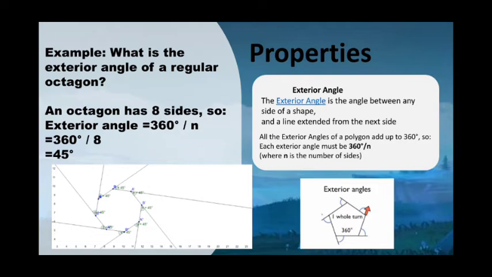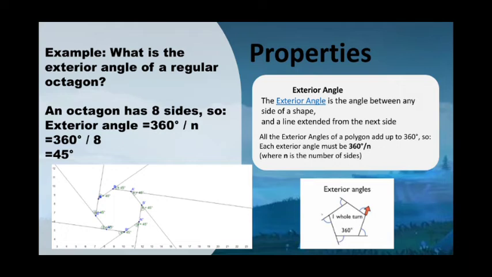So, for example, the regular pentagon. Regular pentagon has the total of 360 degrees each exterior angle of regular pentagon. So for example, what is the exterior angle of the regular octagon? So sa regular octagon, meron tayong 8 sides. So we're going to solve this one.